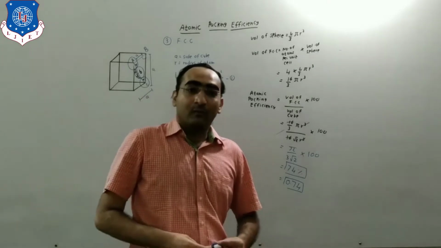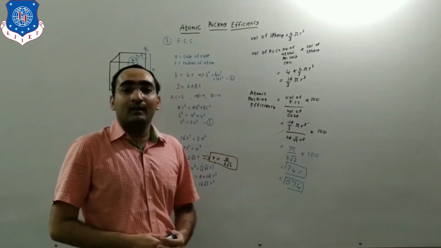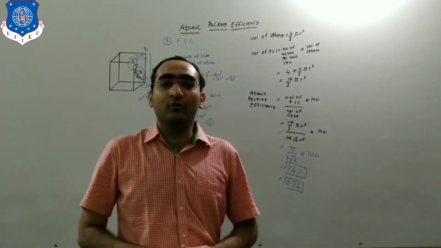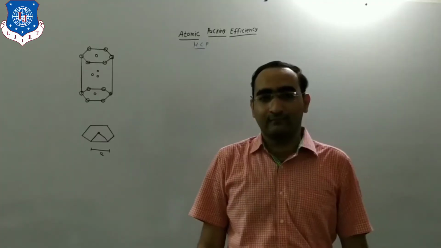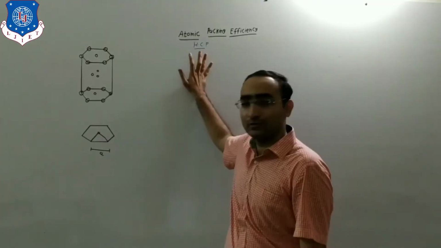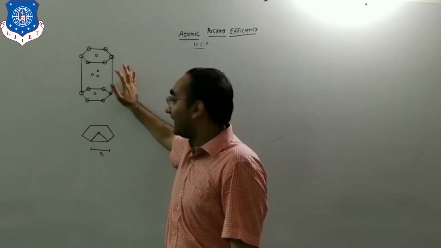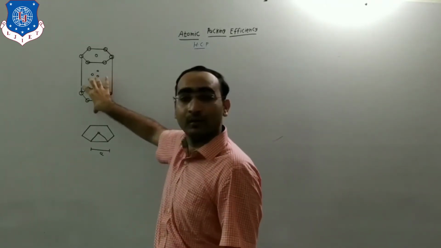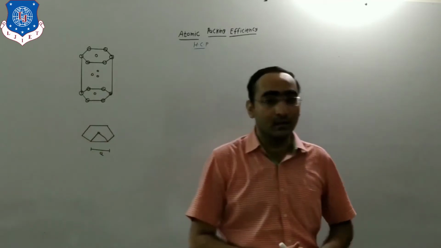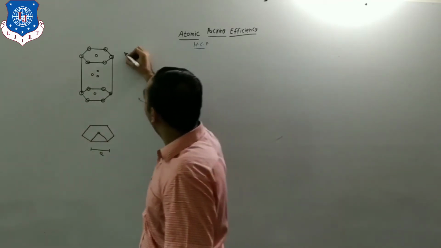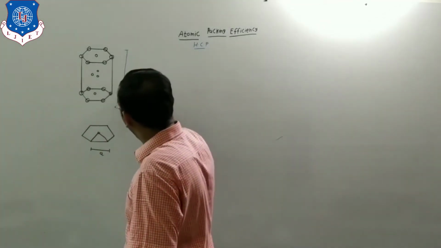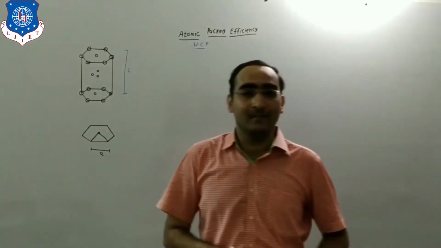Clear? Now, moving forward for the fourth one, that is the hexagonal closed pack. In hexagonal closed pack, this is the particular diagram of your hexagonal closed pack, and we are taking this particular section over here. Now, what is the whole thing? That is the whole length of this, that is the C.